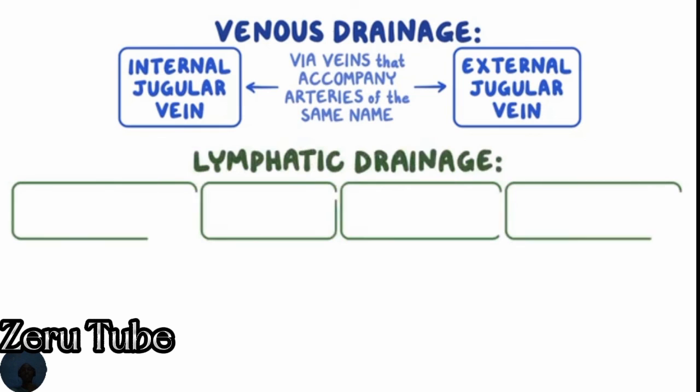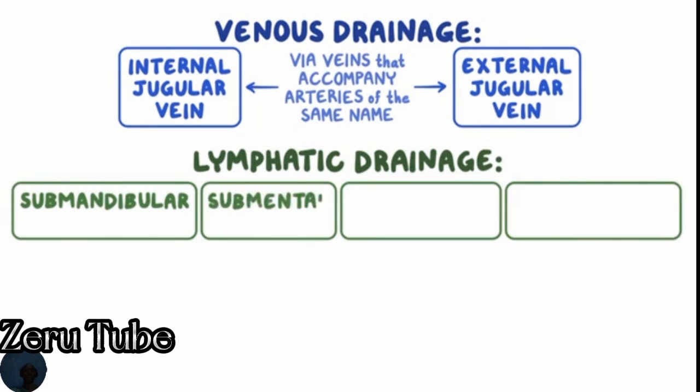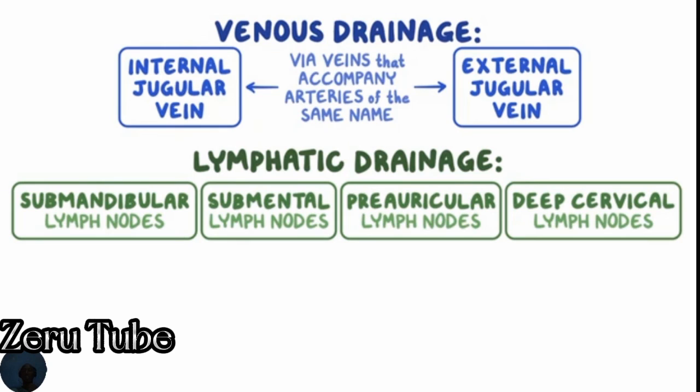The lymphatic drainage of the oral cavity mainly drains the lymphatic fluid to the submandibular lymph nodes, submental lymph nodes, preauricular lymph nodes, and deep cervical lymph nodes.